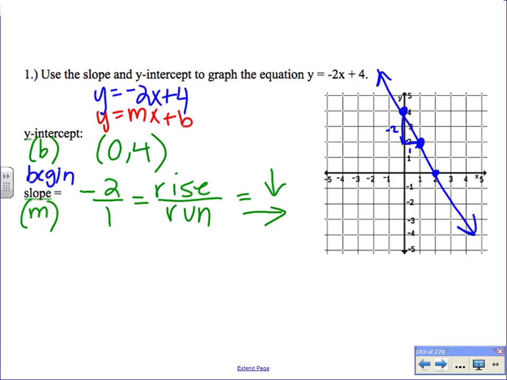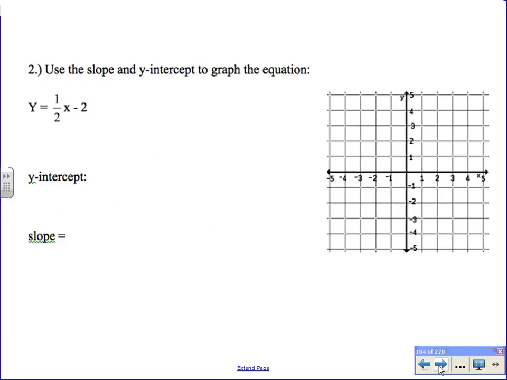What about rise? What if rise was positive instead of negative? Which way would we go first? Right, you go up. So the very next one, y equals 1/2 x minus 2. I'm going to write y equals mx plus b underneath it again, so I remember what's m and what's b. What is my y-intercept? Two different ways to figure this out. 0, -2. You can plug in 0 for x, or you can just see that -2 is b, so that's 0, -2. Y-intercept is always b, that's where we begin.